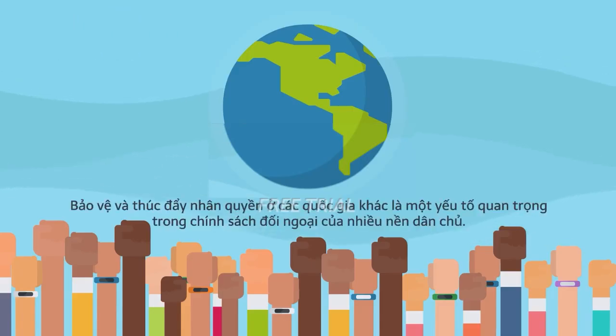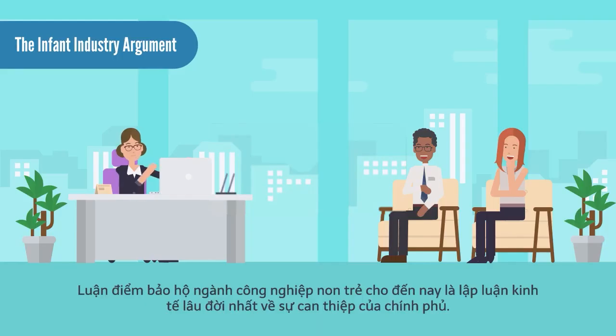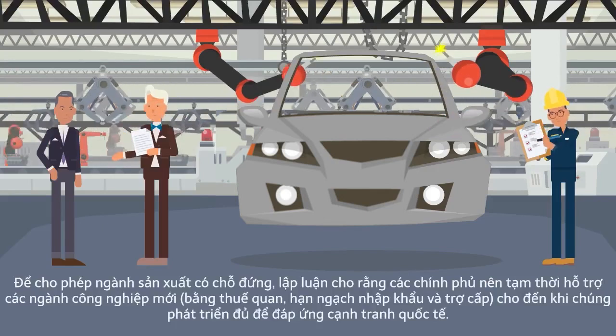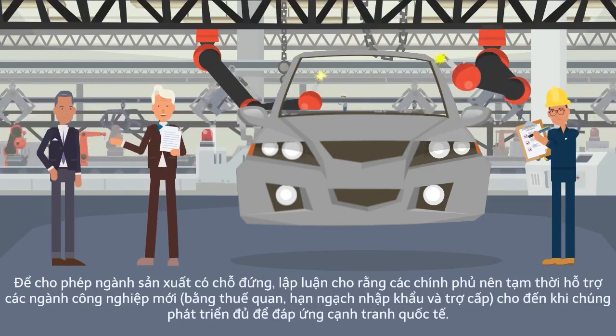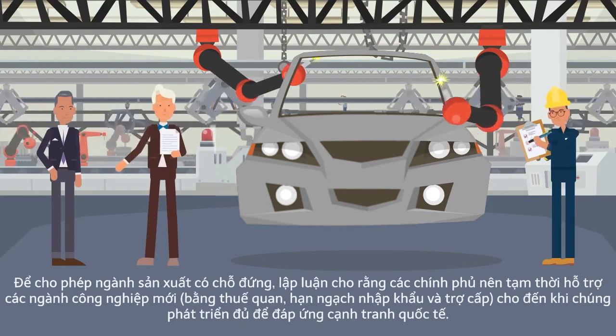Protecting human rights. Protecting and promoting human rights in other countries is an important element of foreign policy for many democracies. Governments sometimes use trade policy to try to improve human rights policy of trading partners. The infant industry argument. This is by far the oldest economic argument for government intervention. To allow manufacturing to get a toehold, the argument is that governments should temporarily support new industries until they have grown strong enough to meet international competition.